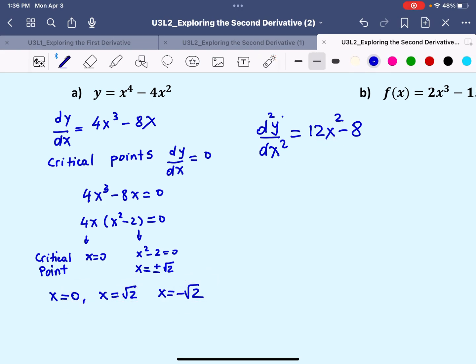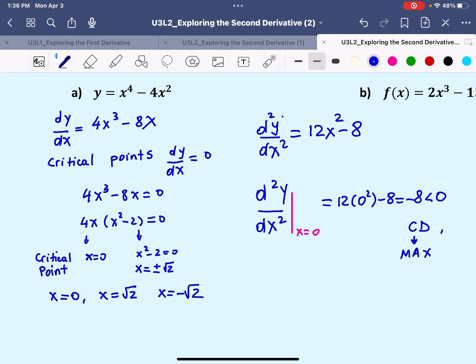So what that tells us is that we need to find the second derivative at x equals 0, which would equal 12 times 0 squared minus 8. So that's negative 8, which means that is a negative sign of the second derivative, meaning that the function will be concave down, and in a concave down, the graph will host a maximum. That's a concave down, so the critical point will be a maximum.